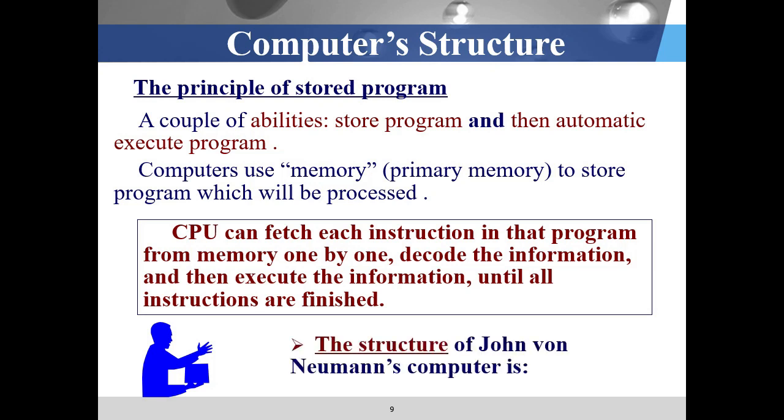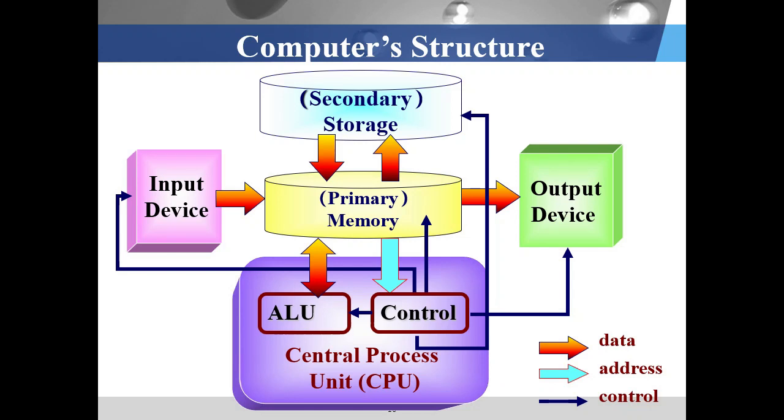Next, let's look at the structure of the von Neumann machine. This picture shows you the modern computer's structure, and it is the most important picture that we have to remember. In this picture, it has 5 important components, which are defined in John von Neumann's research paper. The 5 components include the input device, output device, main memory, ALU, which is the arithmetic logic unit, and the control unit. Besides these 5 basic components, we also have the secondary storage device.